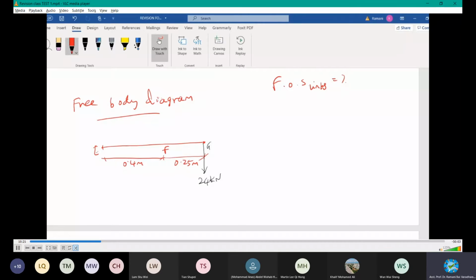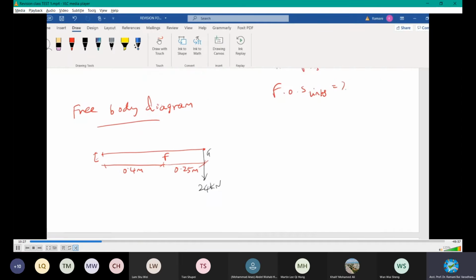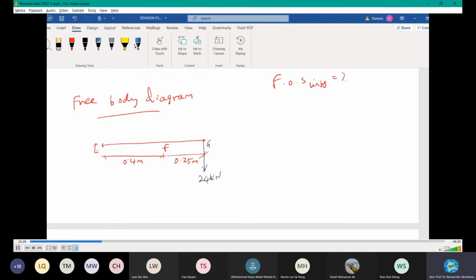Okay, what else you have? Anything else to mark? When this is subjected to loading and there are pins, here also pins. It is a pin at this point. When it is subjected to loading, automatically there will be a reaction at the pins, isn't it? Vertical reaction at the pins.